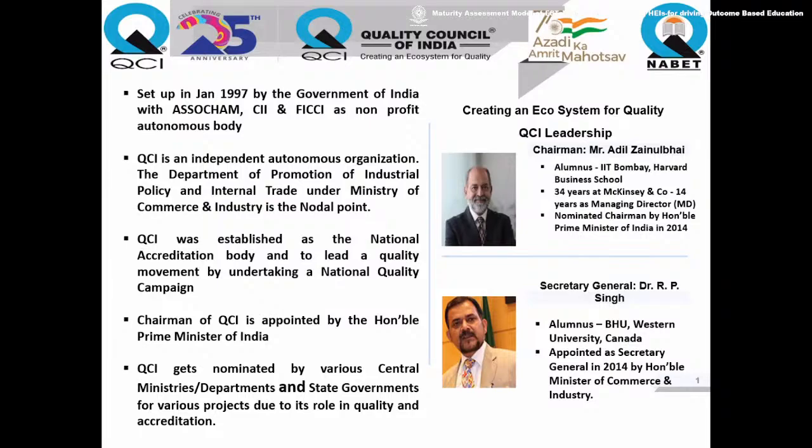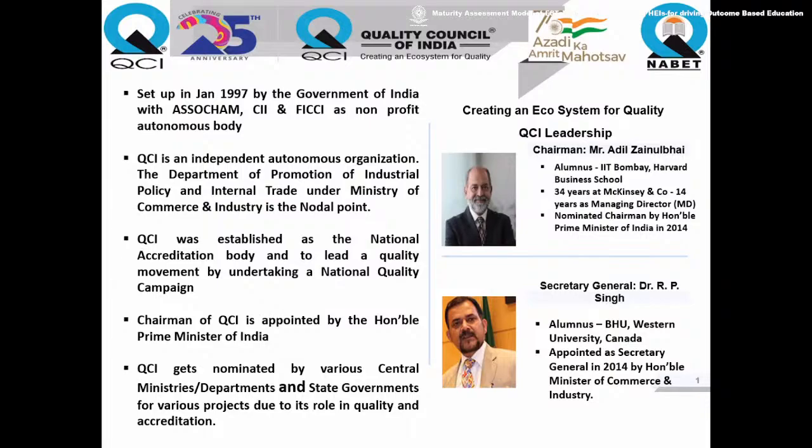professionals. So under this, about the maturity assessment model, it has been conceived on those lines. And currently, the sample study is going on those metrics.